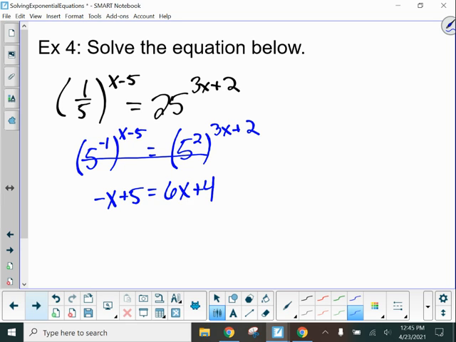Get all like terms on a single side. So I'm going to add the x to make that a 7x. Subtract the 4 to make that a 1. And we get x is equal to 1/7.